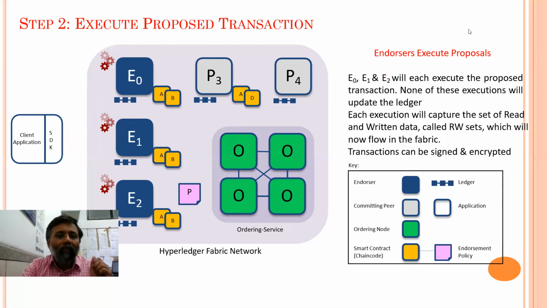Now, after this, the second step, that is the execution of the proposed transaction. This endorser will execute this. E0, E1, and E2 will each execute the proposed transaction, and none of these executions will update the ledger. This is the important thing. And each execution will capture the set of read and written data. We say that is a read-write set, that is RW set, which will now flow in the fabric.